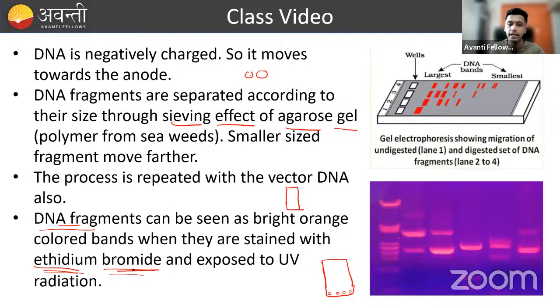Because ethidium bromide has the characteristic of fluorescence, it will show bright bands. So we want to make sure that we can see the fragments that we are separating. We will label it with that. And next, we have made a well, we have labeled our DNA fragments, and then we make sure that our agarose gel bed is filled with a buffer.